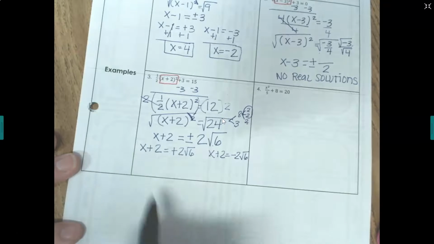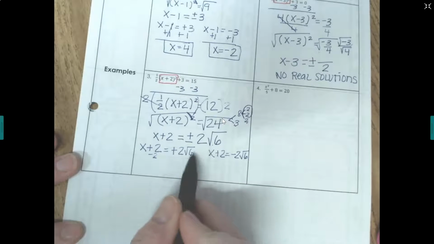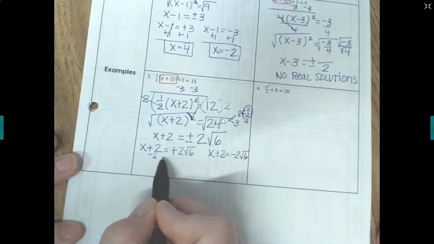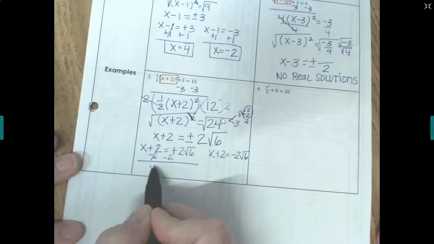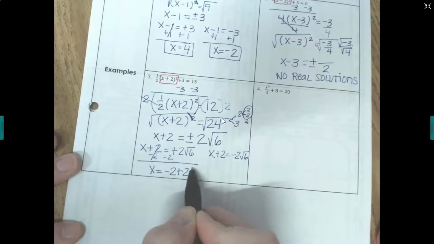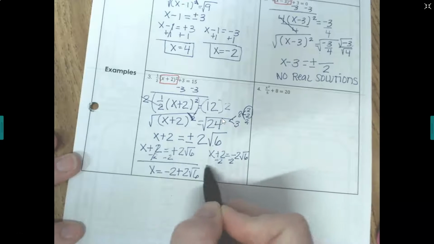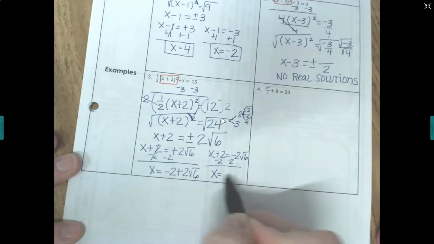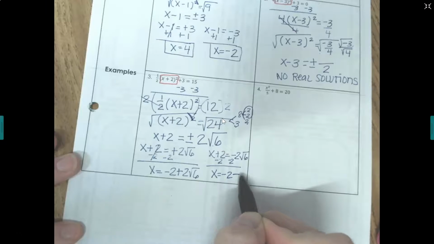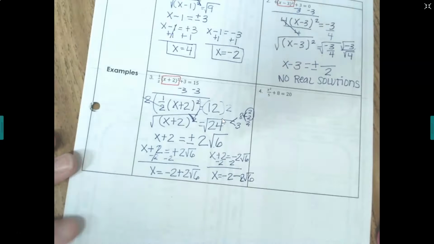Now when I solve both of these for x, I'm going to subtract 2. My subtracting 2 will not combine with this. It's going to be a separate term, so I'm going to put it in front. We like to put that in front. So I get x equals negative 2 plus 2 root 6. Over here I'm going to subtract 2, and I get x equals negative 2 minus 2 root 6, because this one is a subtraction one.